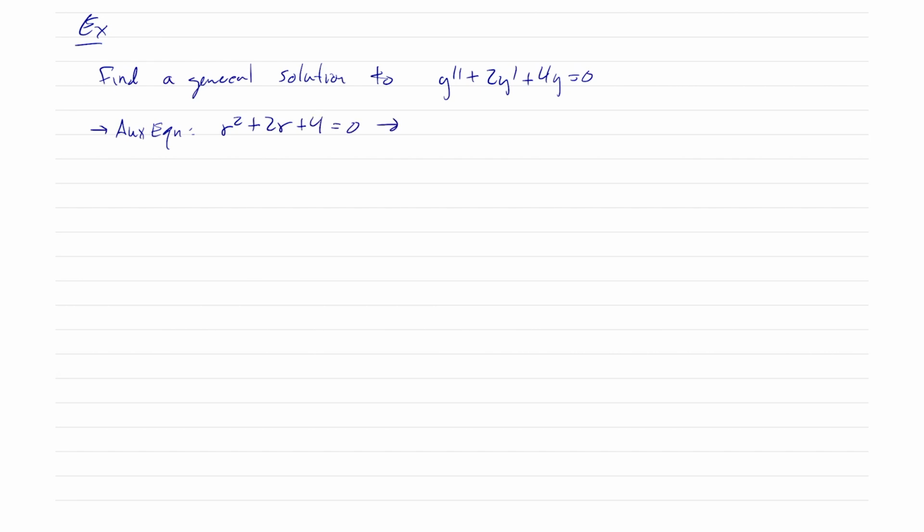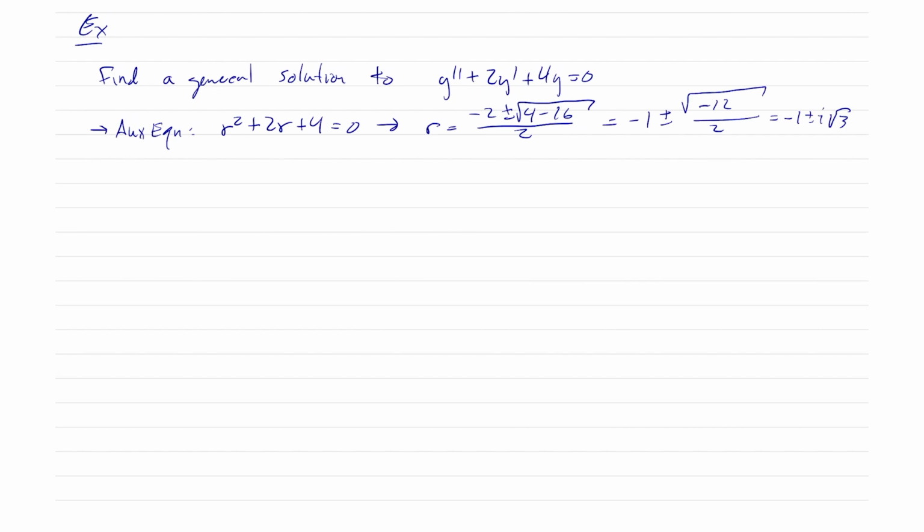And then r is going to be equal to negative b, so negative 2, plus or minus the square root of b squared, so it's 4, minus 4ac, so that's 16, divided by 2. So that's going to be negative 1 plus or minus the square root of, what is that, negative 12, divided by 2. And so then that is going to be negative 1 plus or minus i. Square root of 12 is square root of 4 times 3, and square root of 4 is 2, so then it's just root 3 left over.